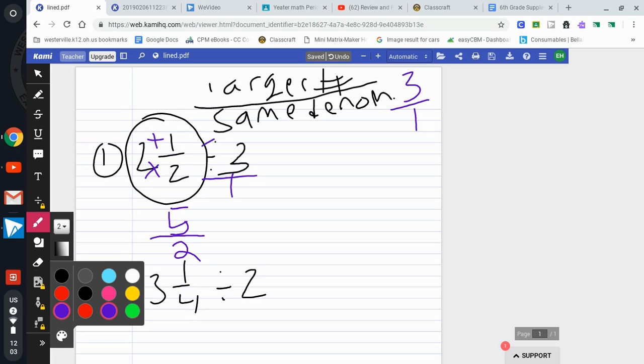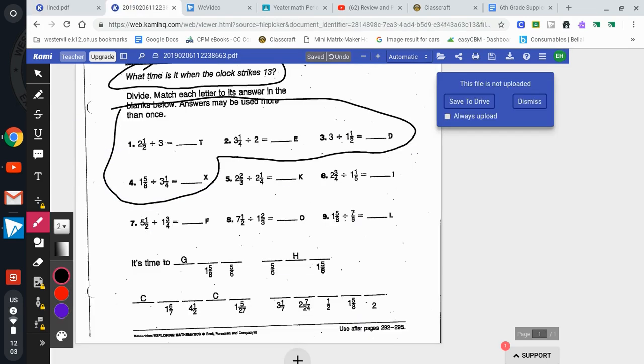So we always keep the first fraction, we change our division to multiplication, and we flip our second fraction. So 3 over 1 becomes 1 over 3, and you multiply straight across to get 5/6. So 5/6 is your answer to number 1. And you go down here, the letter is T, so you'll see 5/6 here and 5/6 there. All right, moving on to number 2.